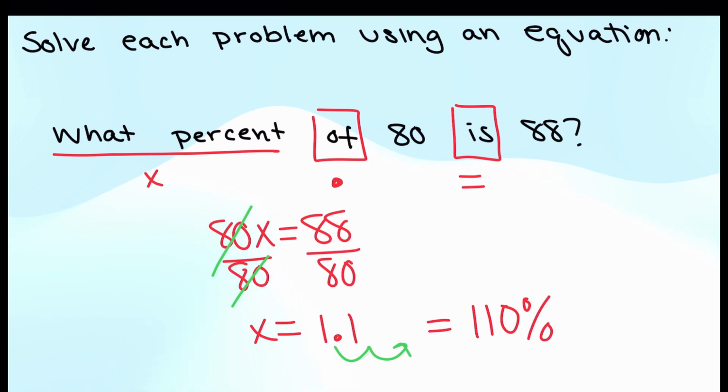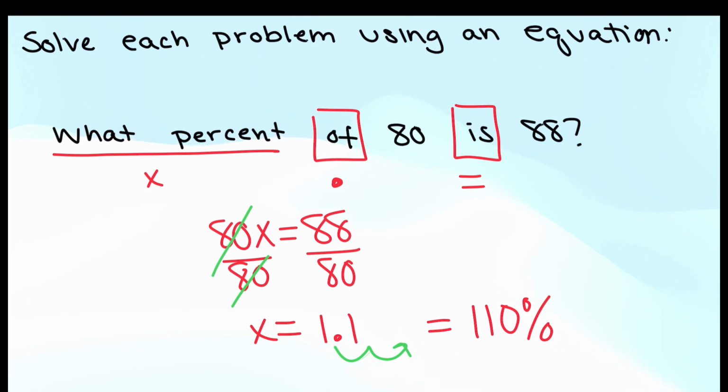In this example, my answer is bigger than 100% because the part is 88 and the total is 80. The part that we're talking about is actually bigger than the total, and that's why my answer ended up being bigger than 100%.